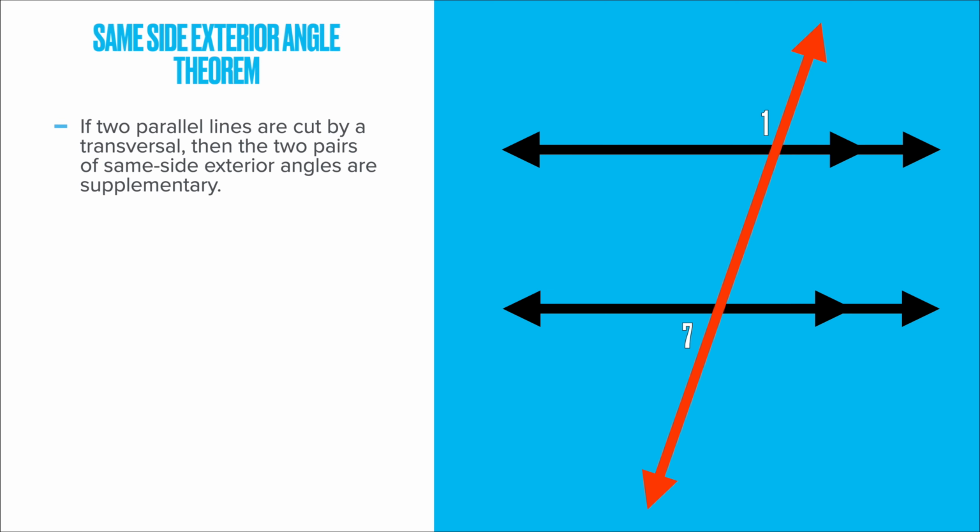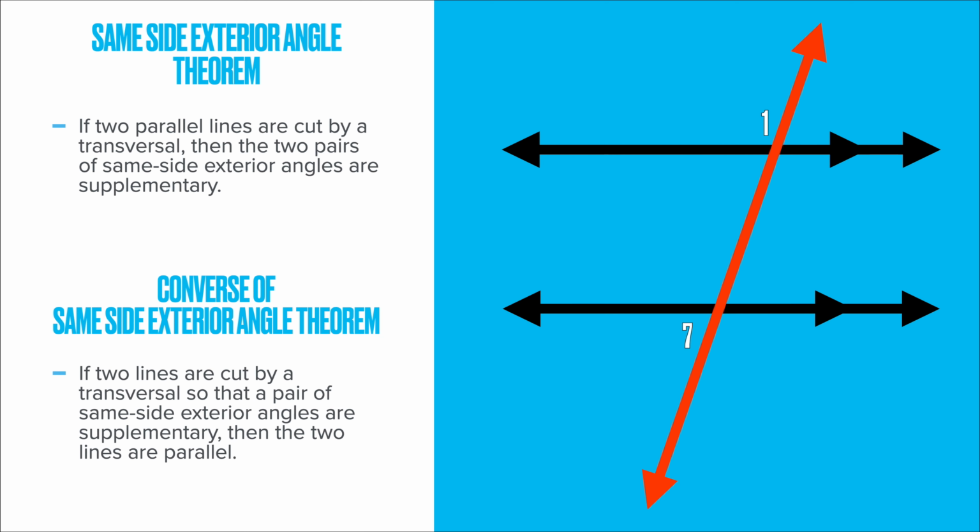All right, and finally we have the same side exterior angle theorem. If two parallel lines are cut by a transversal, then the two pairs of same side exterior angles are supplementary. The converse of the same side exterior angle theorem is if two lines are cut by a transversal so that the pairs of same side exterior angles are supplementary, then the two lines are parallel. So basically, once again, if the lines are parallel, then same side exterior angles are supplementary. The converse is if the same side exterior angles are supplementary, then the lines are parallel.